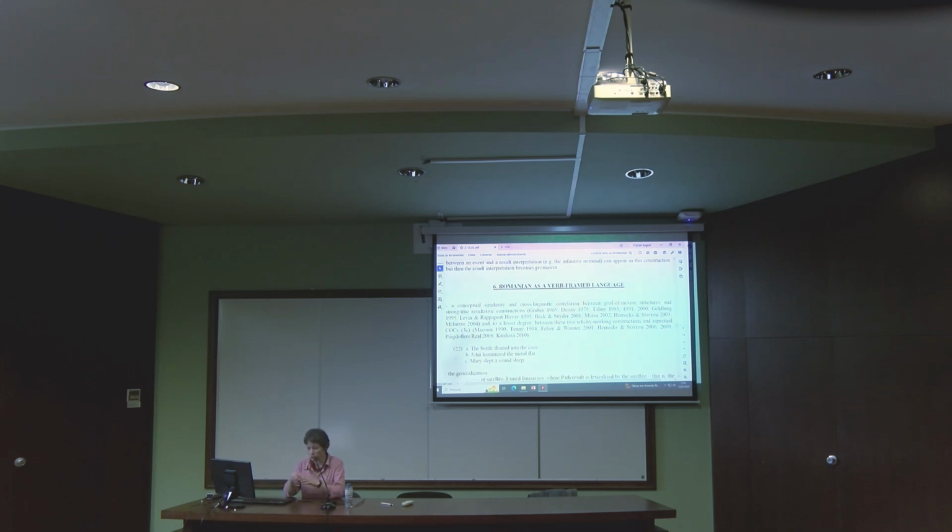A motion construction, the type of motion construction we are interested in, is the one illustrated in 22a. This is a classic example of a goal of motion construction. The bottle floated into the cave. We have an atelic, unergative manner of motion verb, followed by a PP introduced by into.